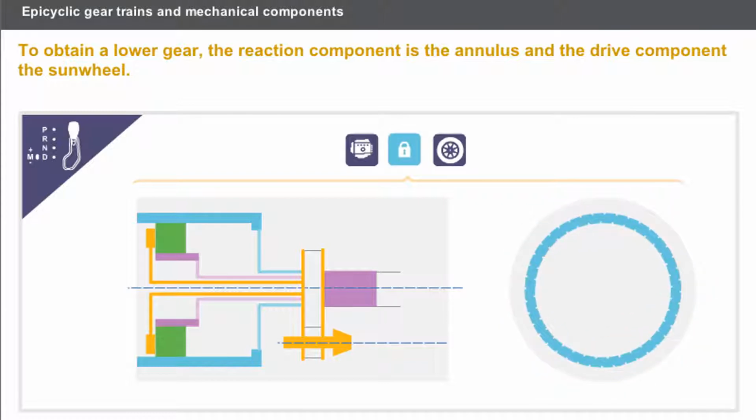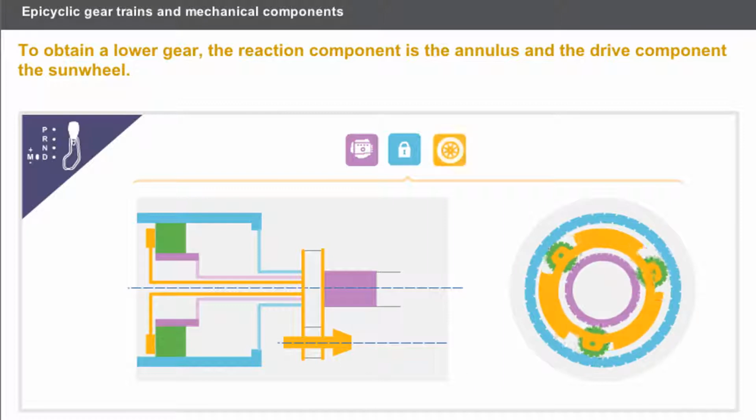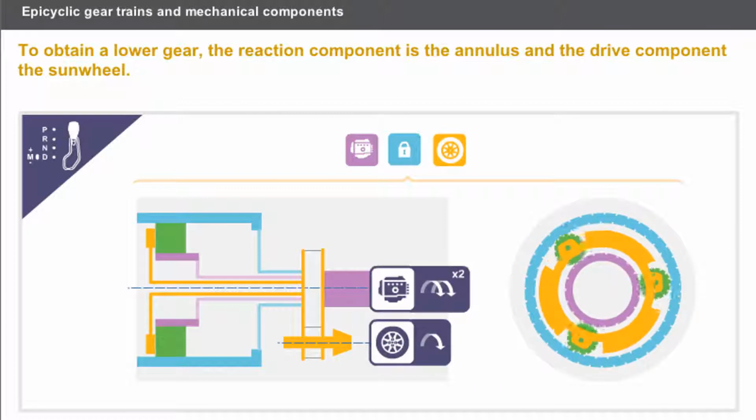To obtain a lower gear, the reaction component is the annulus. The drive component is the sun wheel. The system operates the relevant brakes and clutches to lock or drive these components. The speed of rotation of the gearbox output is lower than the input speed of rotation.